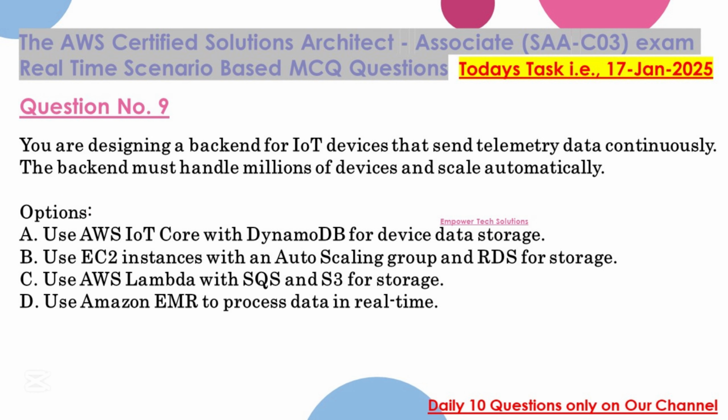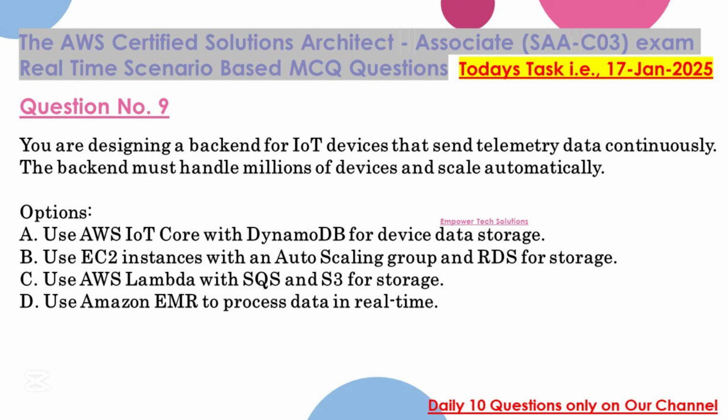You are designing a backend for IoT devices that send telemetry data continuously. The backend must handle millions of devices and scale automatically. Options: A. Use AWS IoT Core with DynamoDB for device data storage. B. Use EC2 instances with an auto-scaling group and RDS for storage.